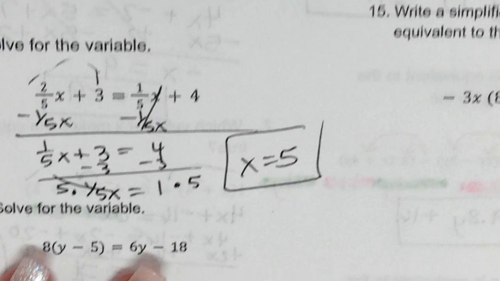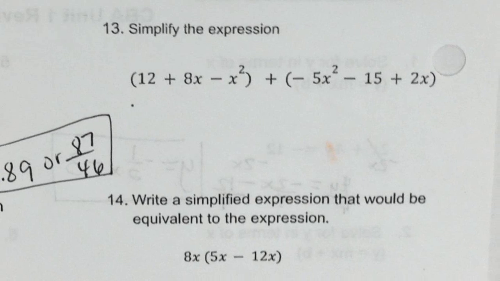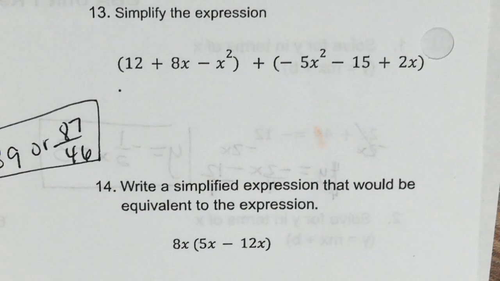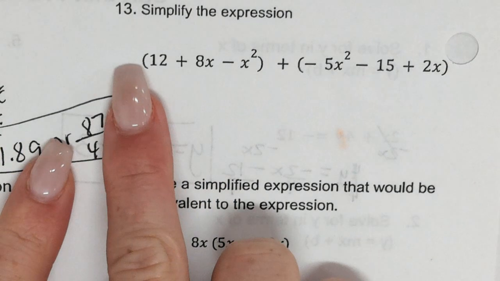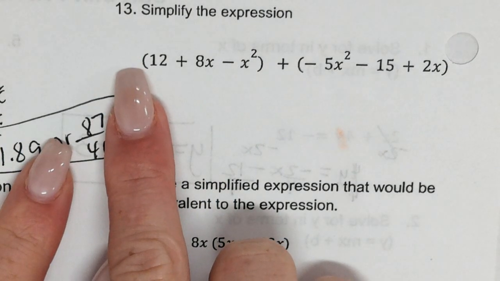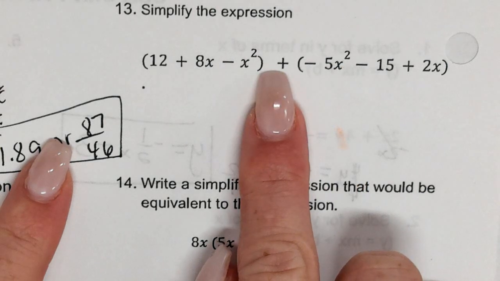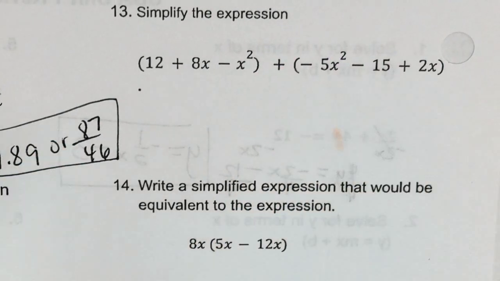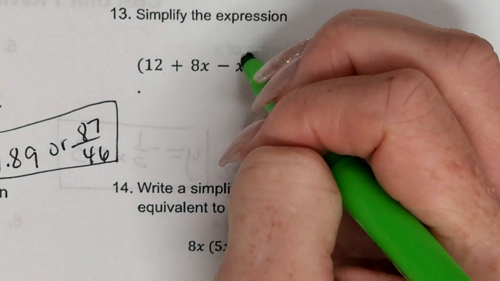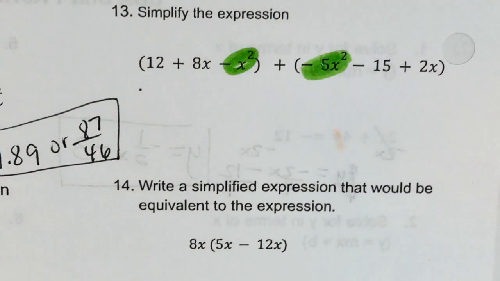Skip that one for right now, and let's go to the ones the calculator won't do. Is there anything to distribute to this parentheses? Yes or no? Is there anything to distribute to this parentheses? The plus sign, but pluses don't do anything. So I leave it alone and I combine like terms. So I'm going to combine the x squareds.